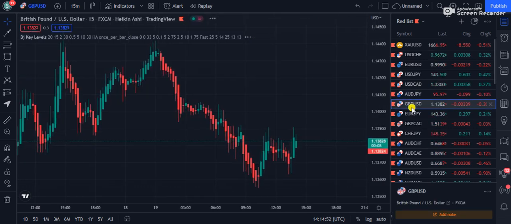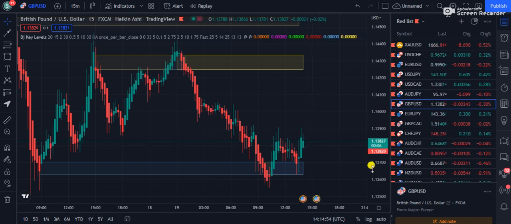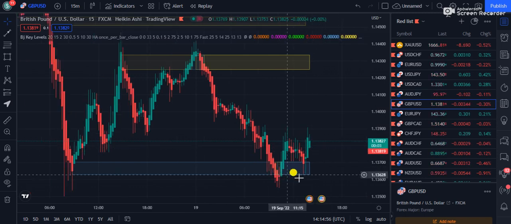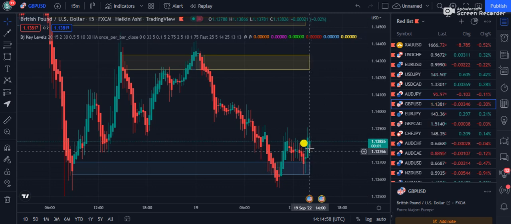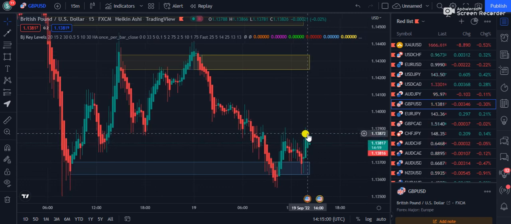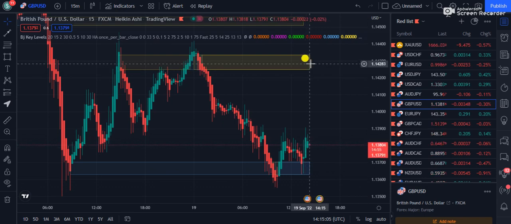Okay, let's have a look at Great Britain Pound USD. Look, this is the perfect picture, as this is completely in the demand zone. That's why you are seeing the bullish Heikin-Ashi candle. So maybe the market can build up good pressure, and then it can bounce somewhere at the next place.